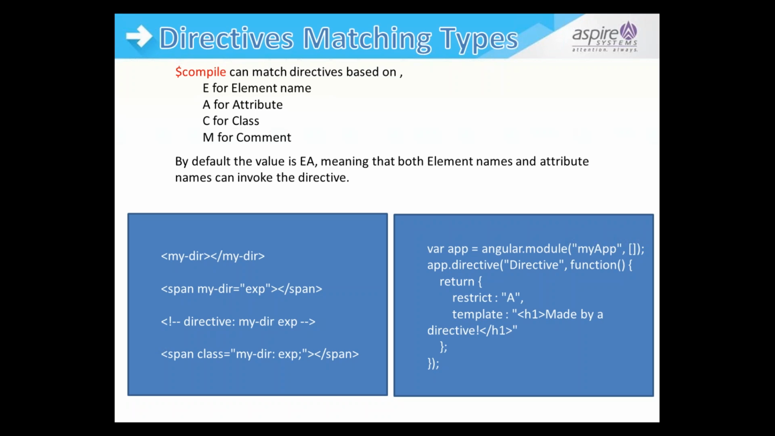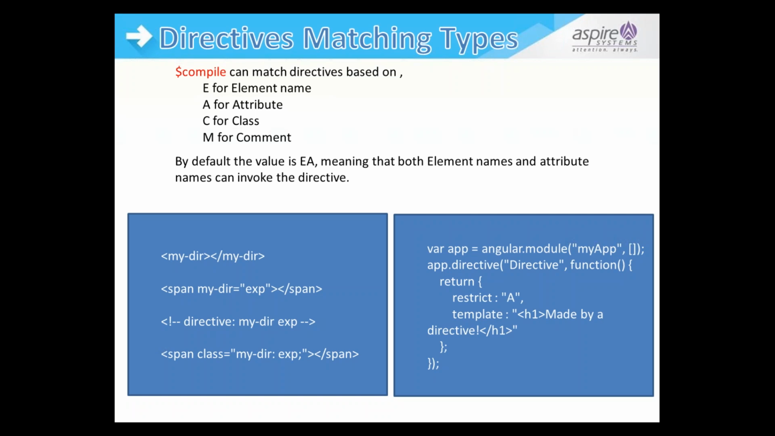Another way is usually used with attribute. Like this also we can mention. The third way is class. So if we just give class equal to ABC, then also it's fine. But how a directive is going to behave will be mentioned in this property called restrict.